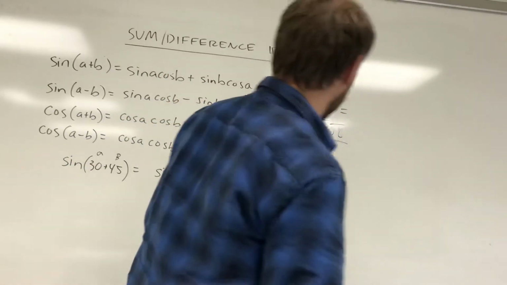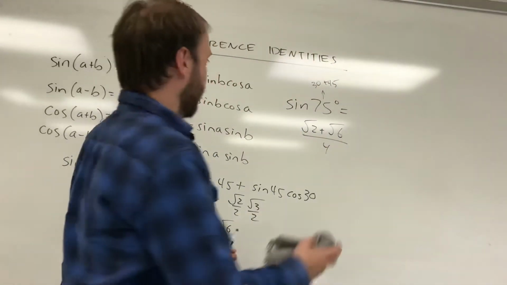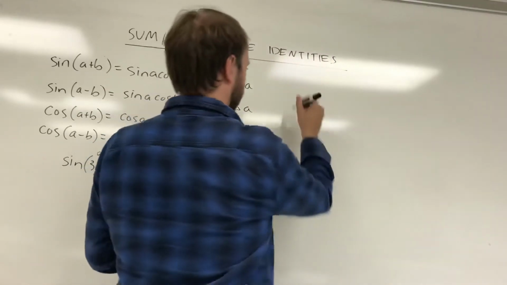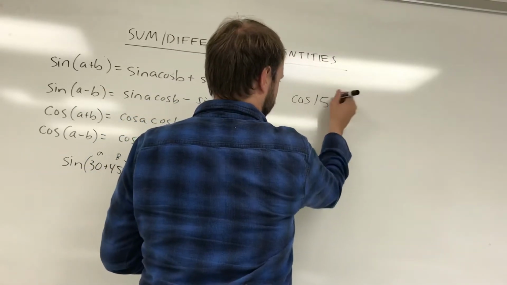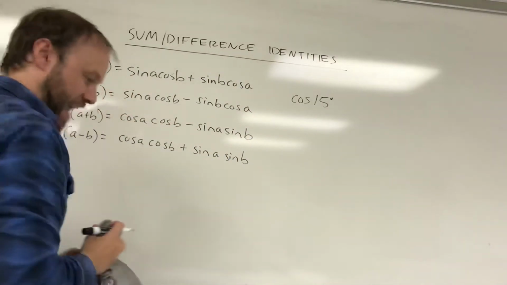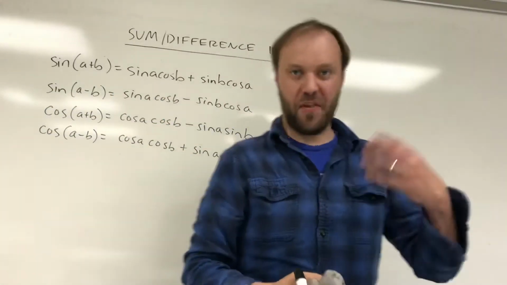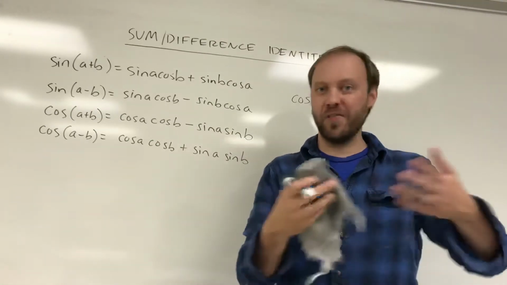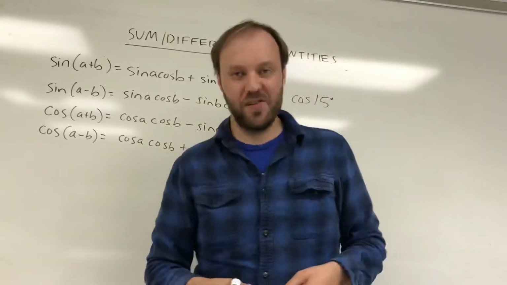Let's try a couple of others real quick here. Second one I want to try is cosine of 15, okay? So the cosine of a 15 degree angle. You've got to find some combinations of angles that we know how to find. 30s, 45s, 60s, 90s. You could use a 135, you could use a 225, doesn't matter.